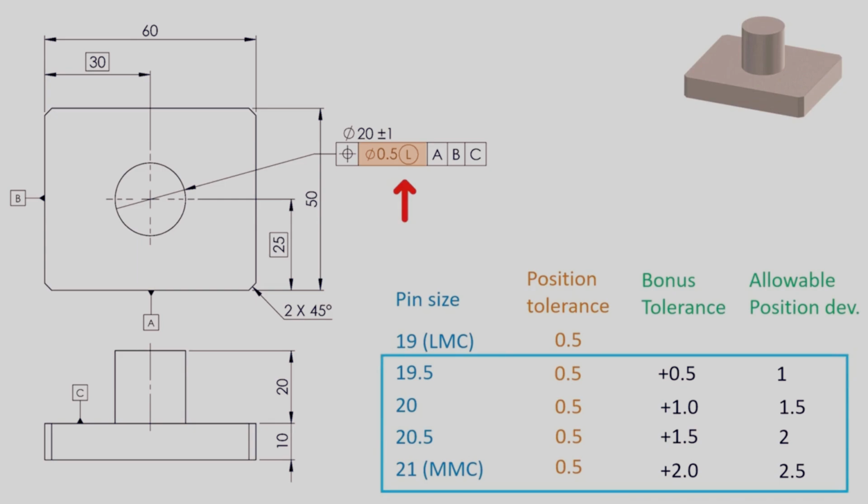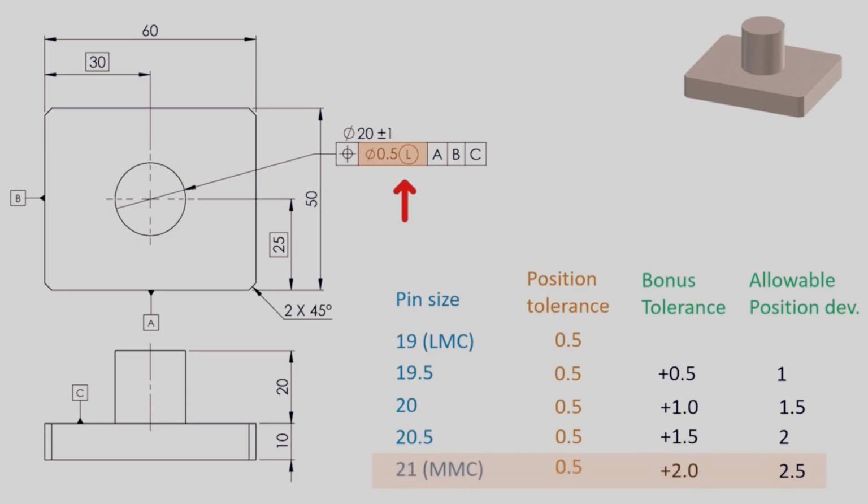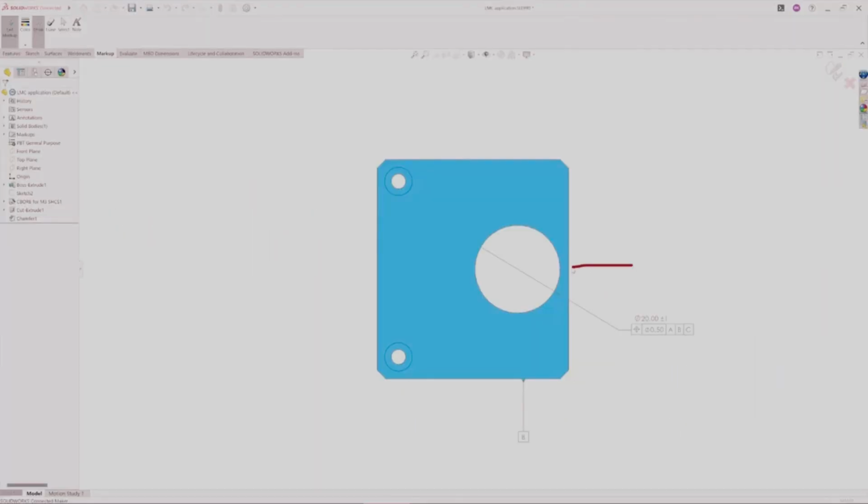But this doesn't make any sense for most of assembly condition. In assemblies, if the part size is towards MMC, the position deviation should be smaller to ensure the good fit. Otherwise, part wouldn't fit correctly. Therefore, LMC is generally not used for the assembly condition.